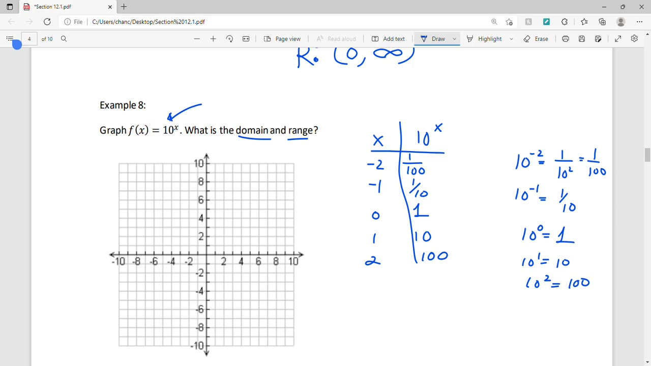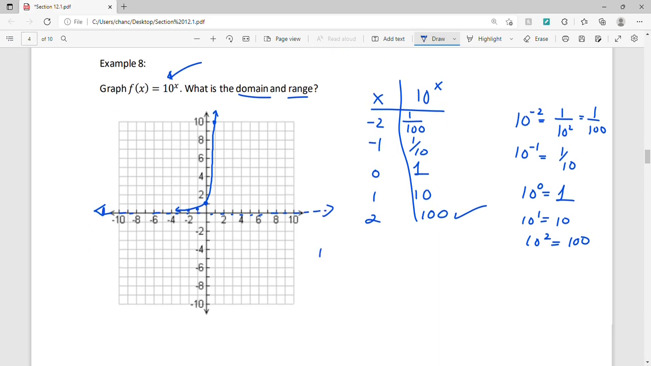So we'll plot negative 2 comma 1 over 100. That's really close. And negative 1 comma 1/10 is really close also, but a little bit higher than the previous one. 0 comma 1. 1 comma 10 is way up here, and we can't even plot 2 comma 100. It's just so high up there. So we'll draw our graph. It has a really steep slope, but it does continue to the right. And don't forget your horizontal asymptote here on the x-axis.